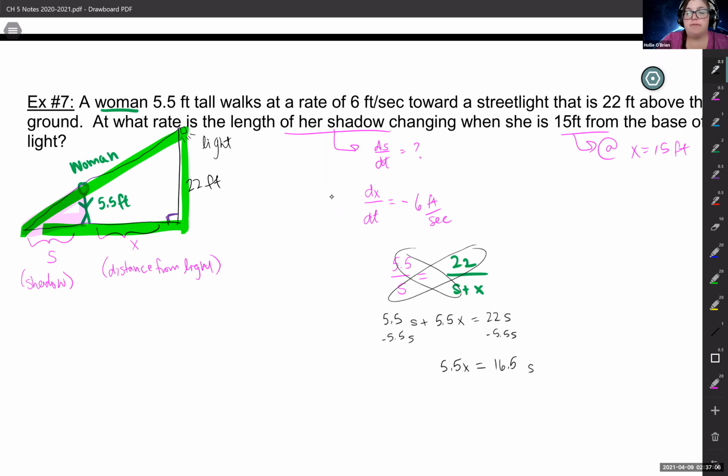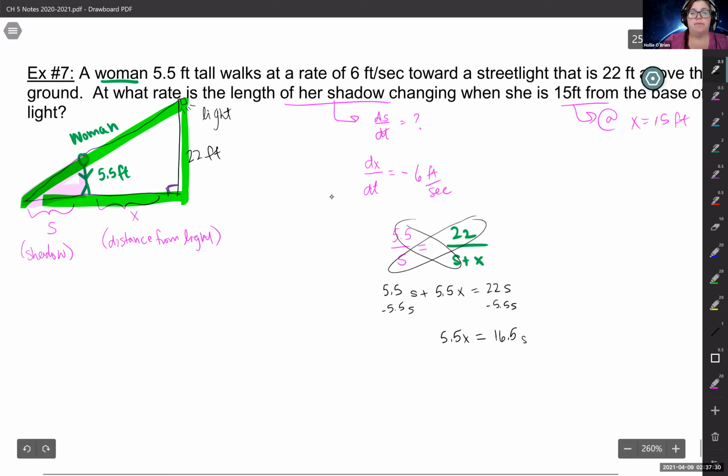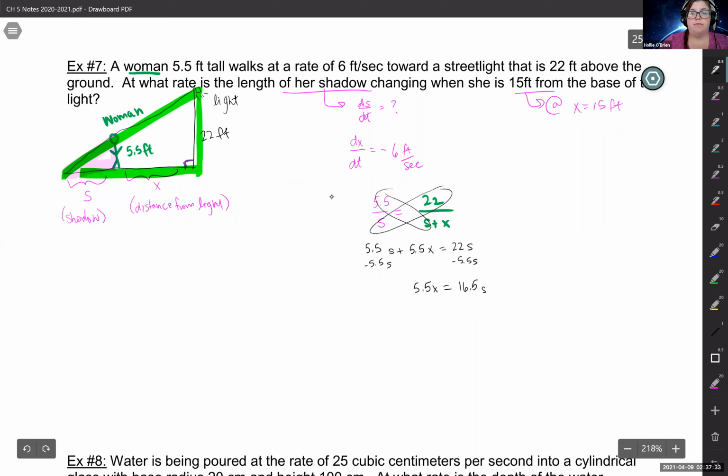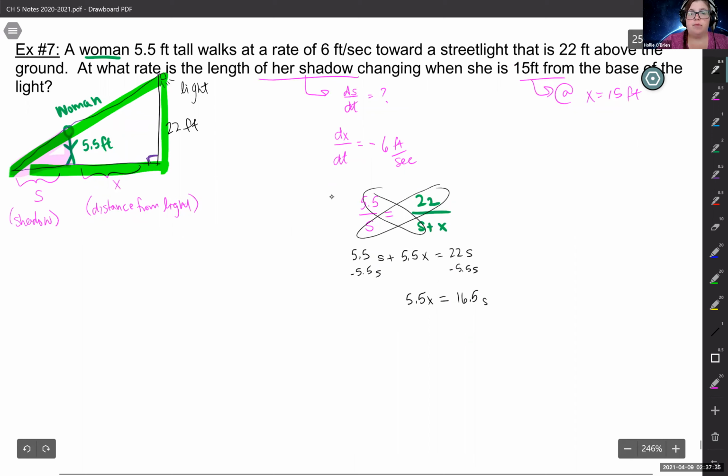So we have a relation, right? We came up with similar triangles, we crisscross and simplify as much as possible. The next step would be to take the derivative with respect to time, plug in, and solve for the thing that we want, the rate of change of the shadow. So let's take the derivative of both sides.